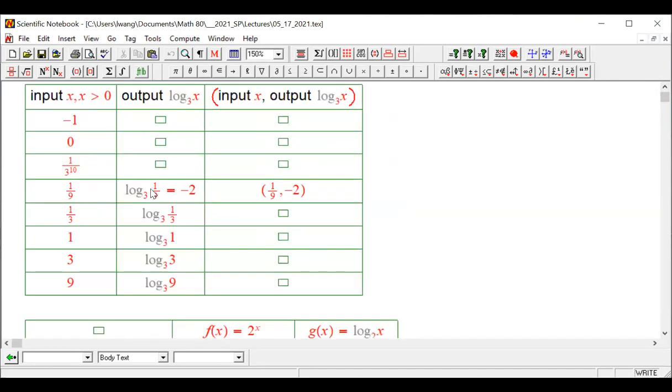We're going to graph the logarithm. Of course, we still have some empty space to fill, but that's okay. We're going to come back to it.